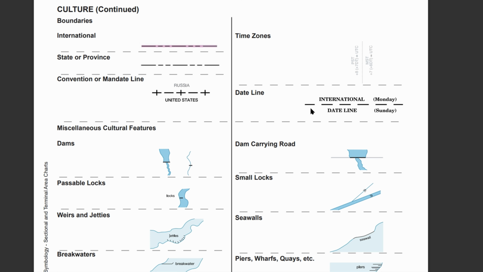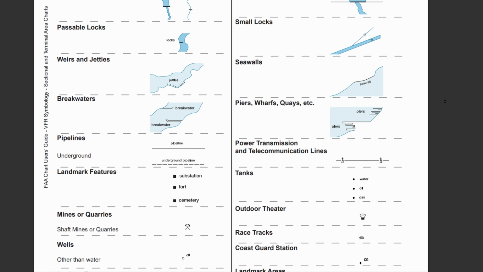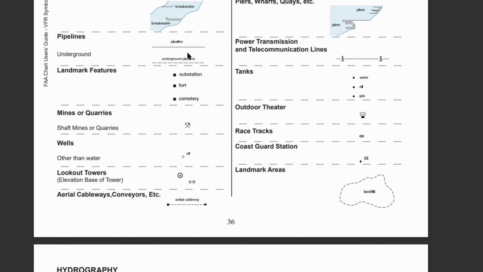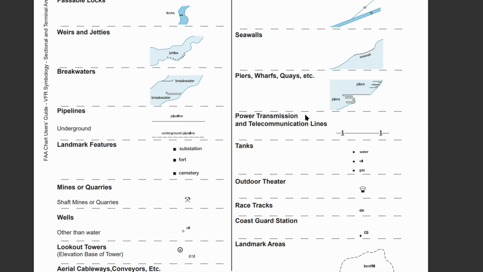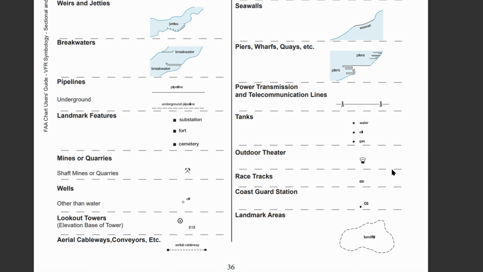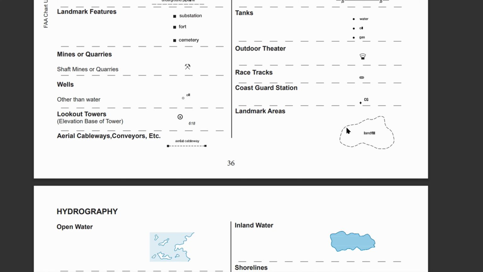And lastly, miscellaneous cultural features, so dams, seawalls, breakwaters, all the stuff that you can just look over. You might see these on maps as well, like pipelines, underground pipelines is a broken line, power transmission lines, landmark features, and so many more things. Look at this, you even have outdoor theaters and wells. You have a lot that is shown on the sectional charts. But that's going to be it. So just review over this last section. That's all for our culture as well as the chart limits. Next we're going to look at hydrography, and then we have relief. That's it for our VFR section.